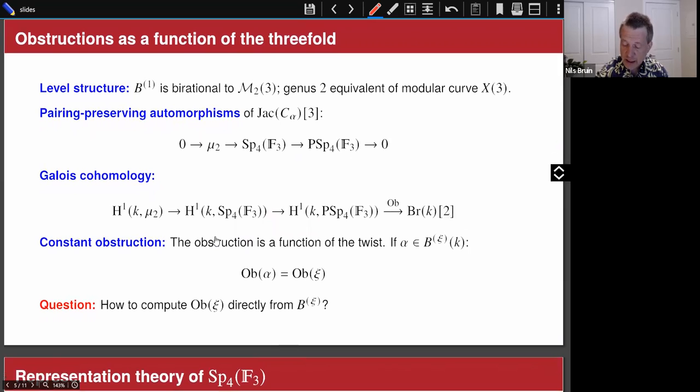So you can actually check that this works out completely well, that really the obstruction map that you're finding is a function of the twist and not of a rational point on it. So if you can find a rational point and evaluate your obstruction map there, you will just always get the same class of a conic. So that leads to a question, though. How do you compute this obstruction directly from the twist without having to appeal to a rational point? Because it's not clear that those are always there, for instance.